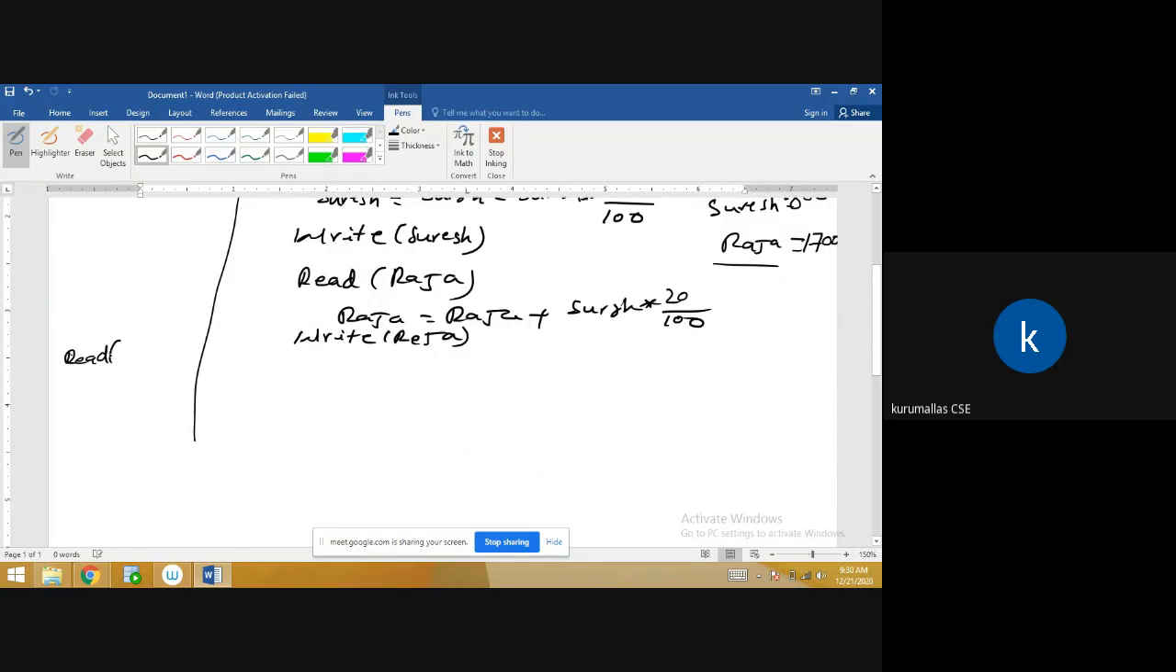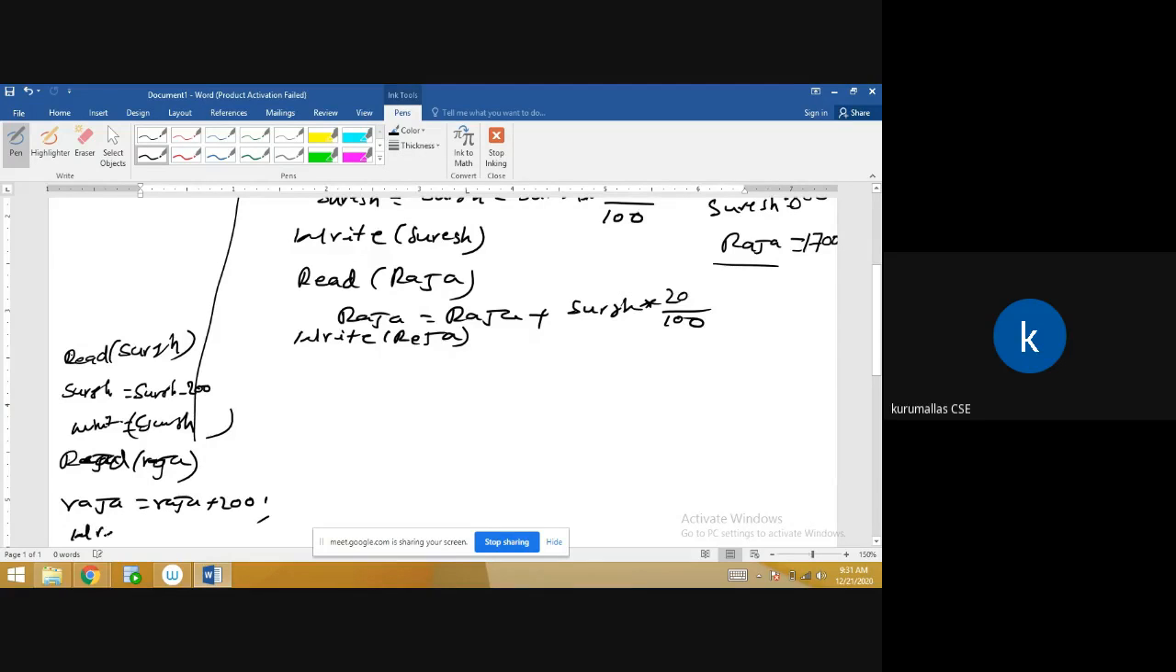now T1 is read Suresh account, already there, same story: Suresh equals Suresh minus 200, and write of Suresh. Next, read of Raja account. After this, add 200, write Raja, update that Raja account. Now, can you tell me what is the answer for this?